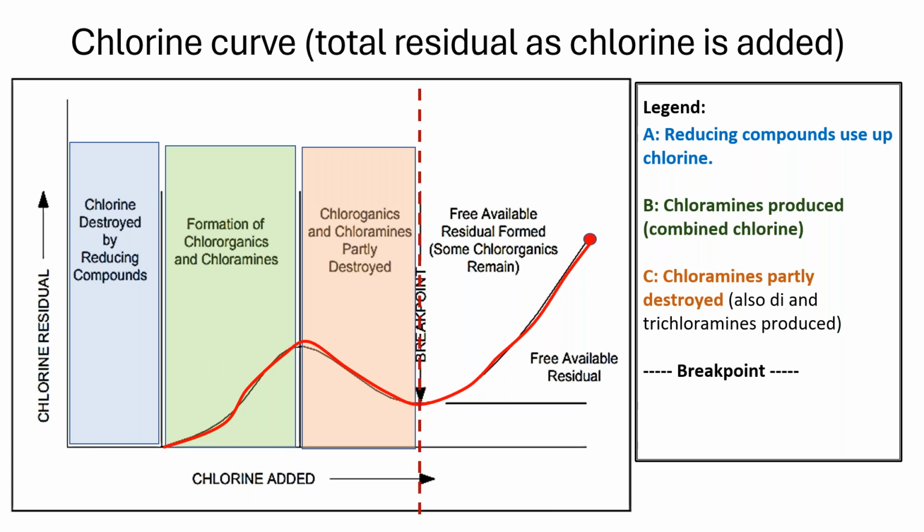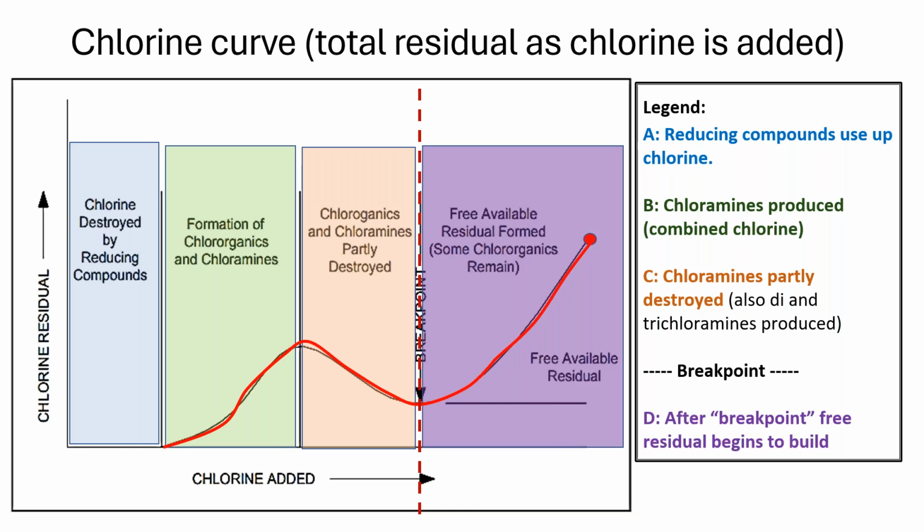This break point is where we consider all demand to have been satisfied. There are 2 ways the term demand can be used. First, chlorine demand can refer to the reducing compounds, but it can also refer to nitrogen compounds such as ammonia and other organics that can bind with chlorine and create combined chlorine. Once we get to this 4th zone, all demand has been satisfied and we can begin to build free residual. There's free residual and a little bit of combined chlorine.